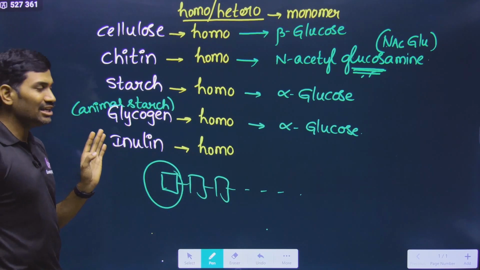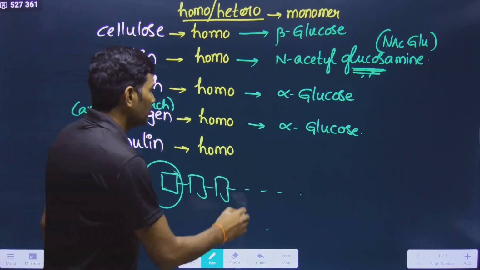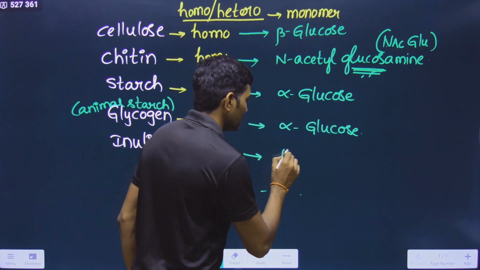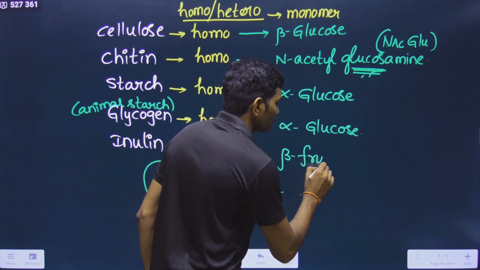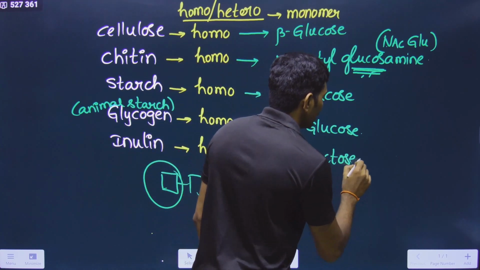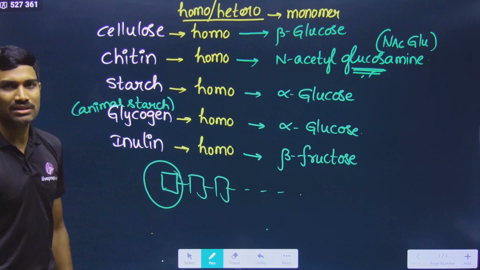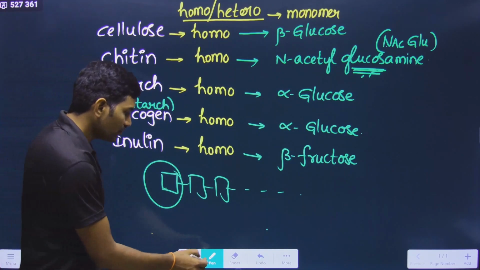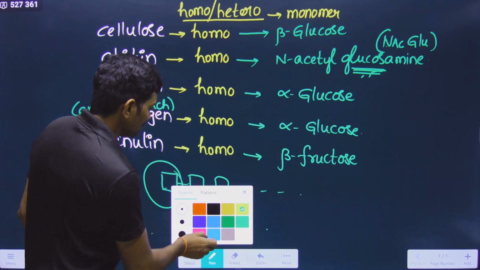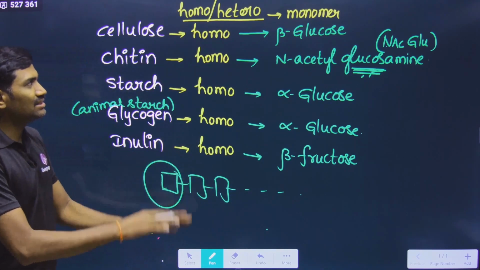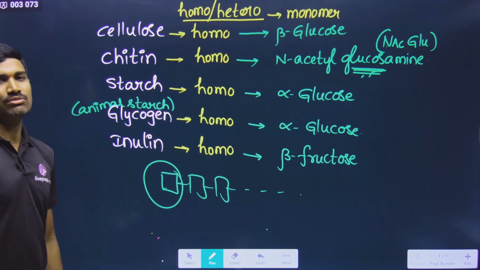Last one is regarding inulin. What is this inulin? Inulin is also a homopolysaccharide, but this is having beta fructose. Inulin is having beta fructose. Many beta fructose units are attached to each other. Understood or not? So this is how they are present. At least this is the basic information that you need to remember.